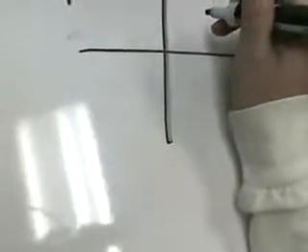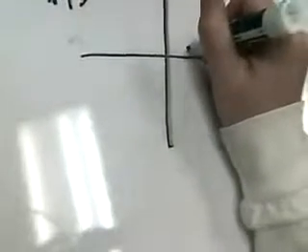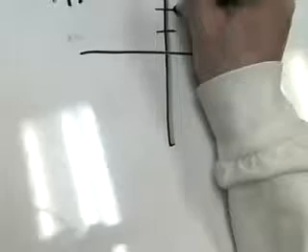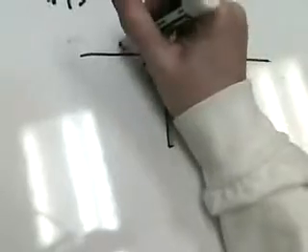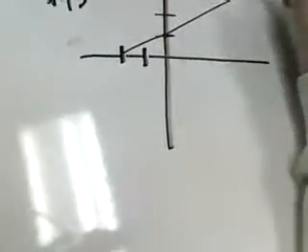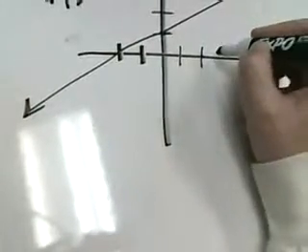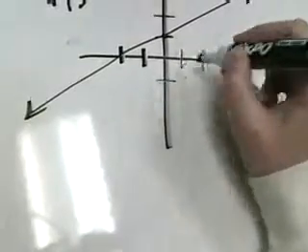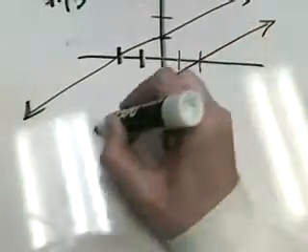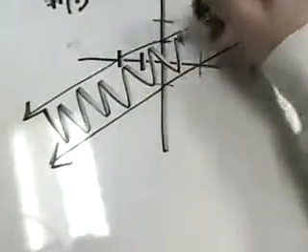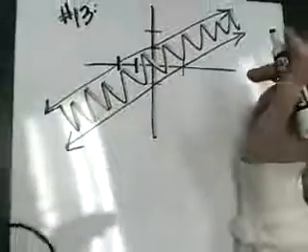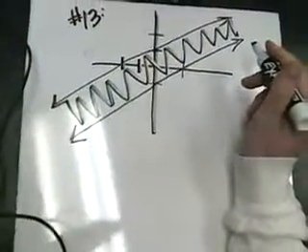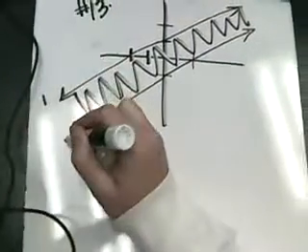Now, this one's tricky, guys, because they count by twos. So be careful about that. You've got to make sure you're watching their scale. Okay. All right. So, again, the first thing I do is I decide how many lines make up this shaded region. 2.